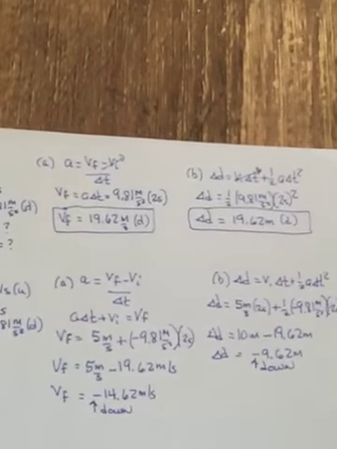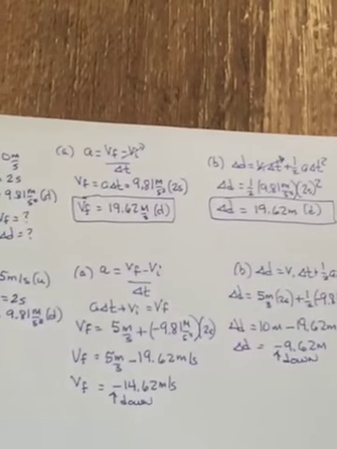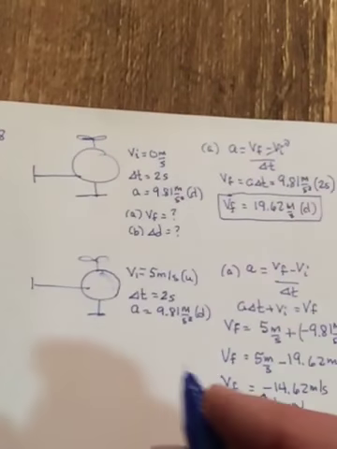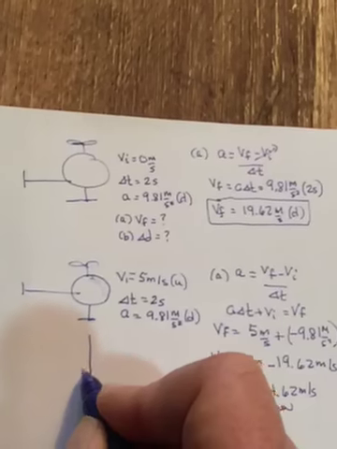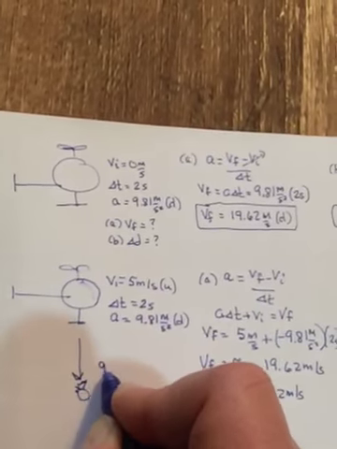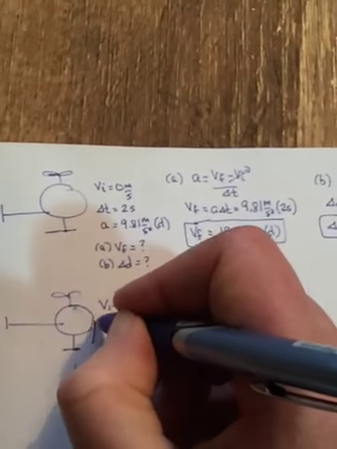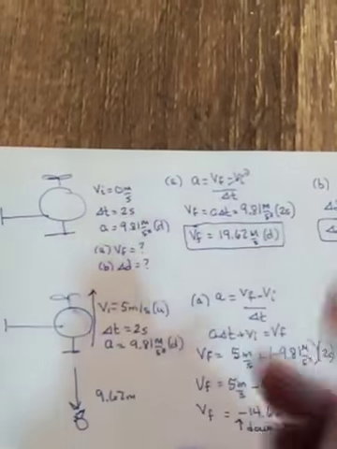Okay, now part C is the tricky one. Part C says, how far below the helicopter is the bag? So if we go back here, the bag has fallen down 19.62 meters. But in that 2 seconds, the helicopter has gone up.